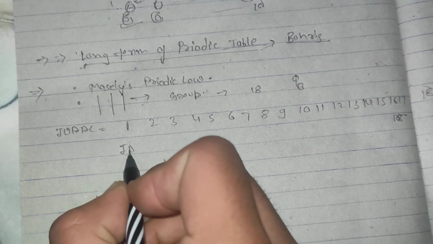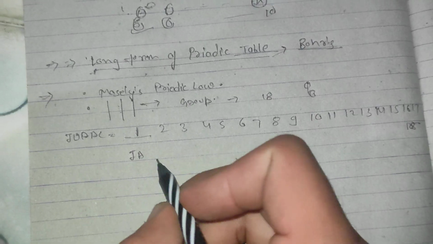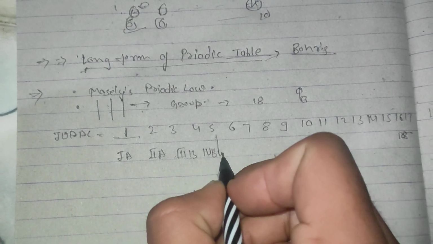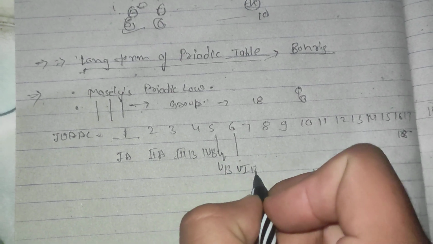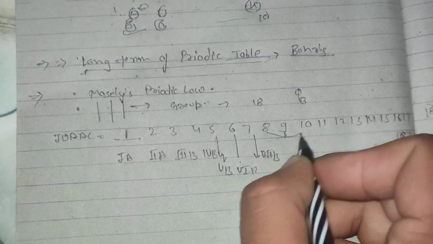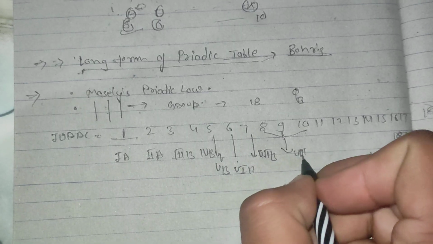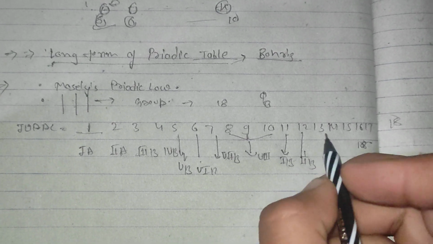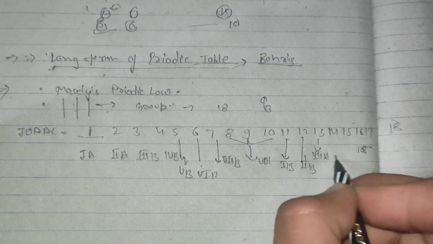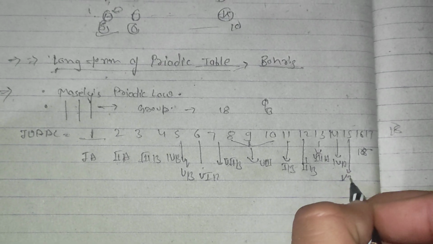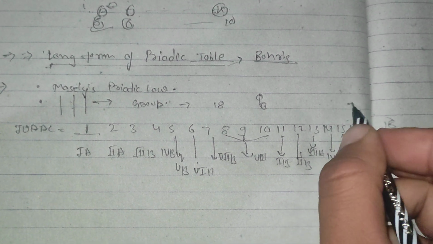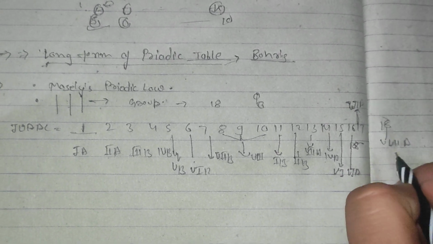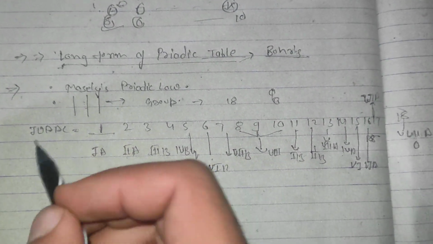The old naming, in IUPAC or the Roman way, is: first A, second A, third B, fourth B, fifth B, sixth B, seventh B, and eighth B, which has the 8th, 9th and 10th groups. The 11th is 1B and the 12th is 2B. Then 13 is third A, 14 fourth A, 15 fifth A, 16 sixth A, 17 seventh A, and 18 eighth A, also called the zero group. This is the grouping of the periodic table.